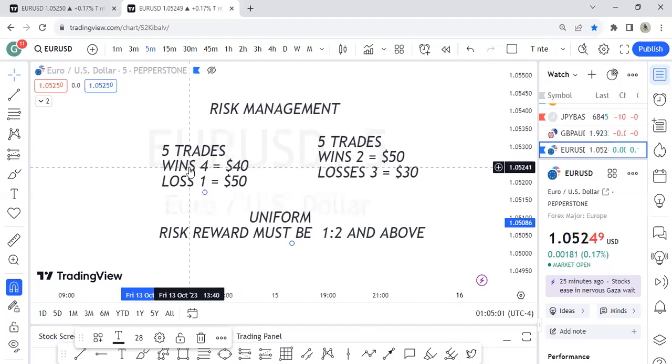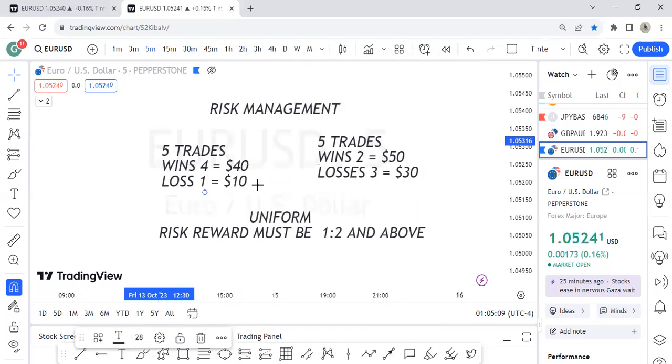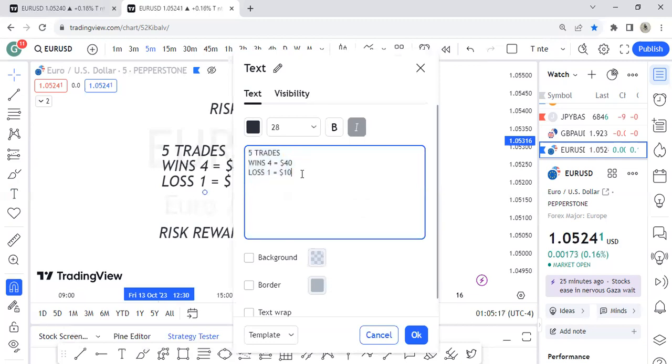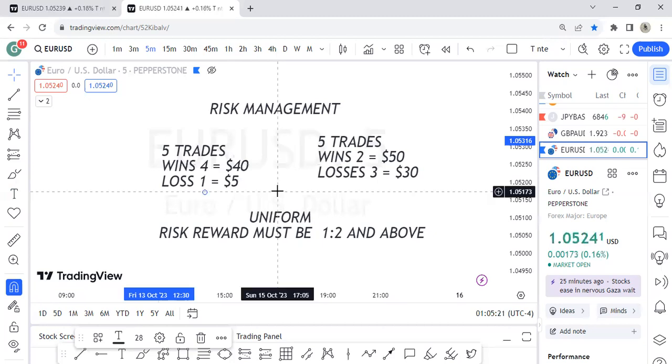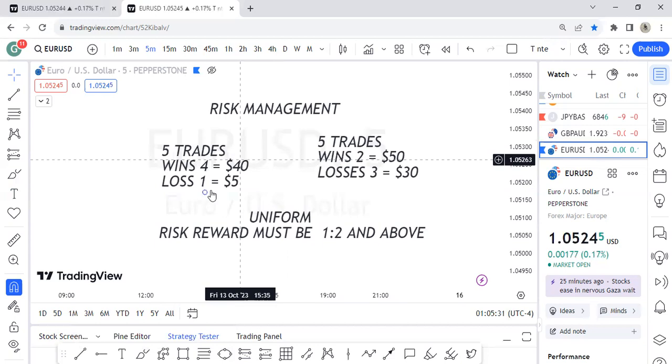Because if this guy was using uniform risk, then this one loss should have been what? It should have been $10, assuming he's using 1:1. Since each win is $10, that is $40. His loss should have been $10 or even $5, because you have to risk less than what you're potentially going to make. This is how his loss should have been.